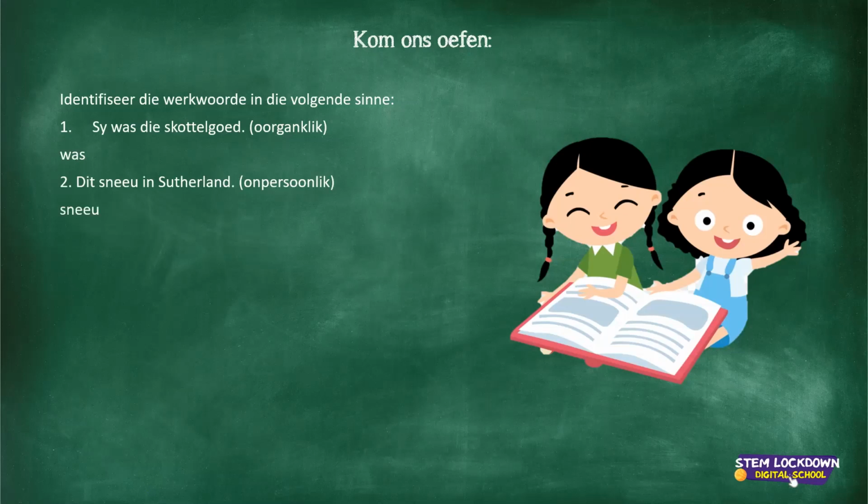Okay, I'm going to give the answer there. And it is sneeu. It's snowing in Sutherland. Sneeu. The next one, sy eet te veel, onoorganklik. She's eating too much. What is the werkwoord in that sentence? Charlton says, eet, thank you so much.